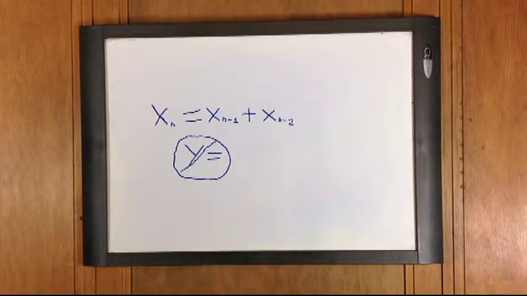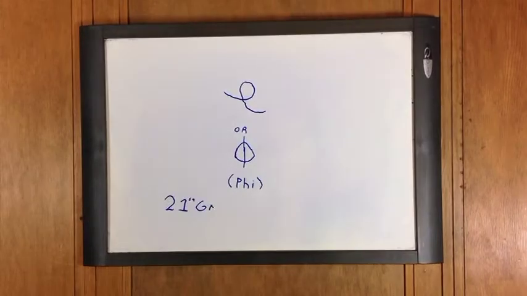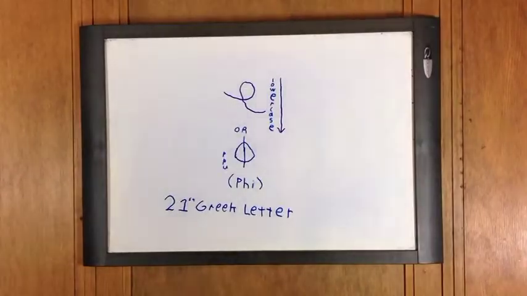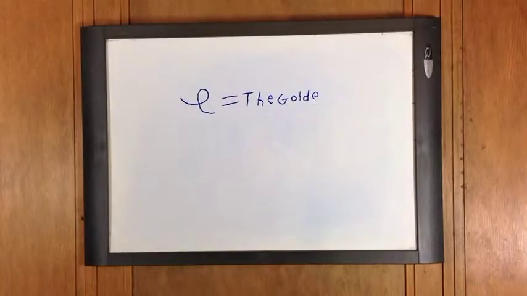We can get it in a y equals format, but I have to explain phi first. Phi is the 21st letter of the Greek alphabet. It is used to represent the golden ratio, which actually has a lot of different names.